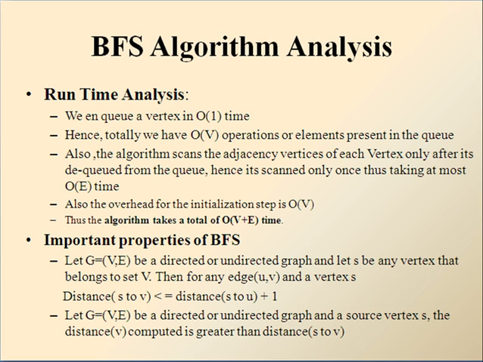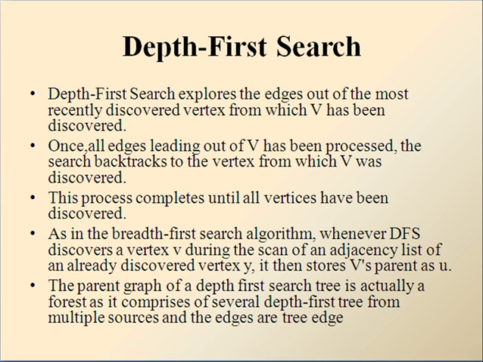Important properties of BFS. Let G = (V, E) be a directed or undirected graph, and let S be any vertex that belongs to set V. Then for any edge (U, V) and a vertex S, distance S to V is less than or equal to distance S to U plus 1. Let G be a directed or undirected graph with source vertex S; the distance V computed is greater than or equal to the distance S to V.